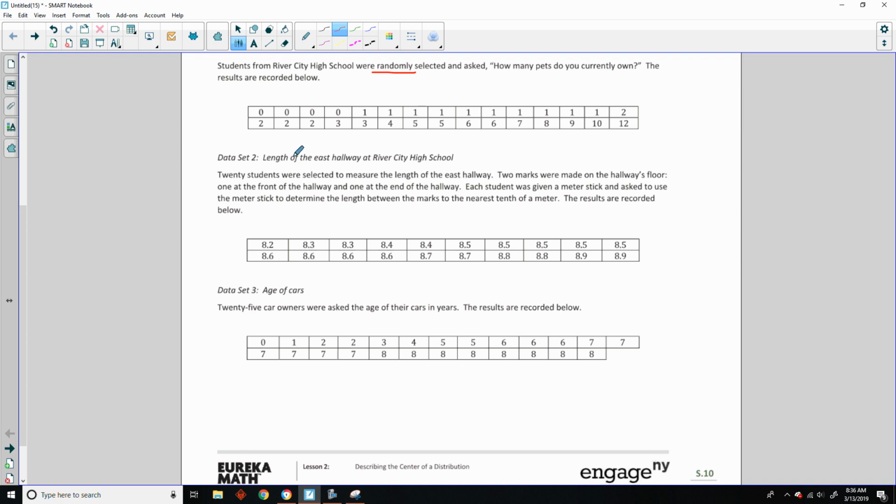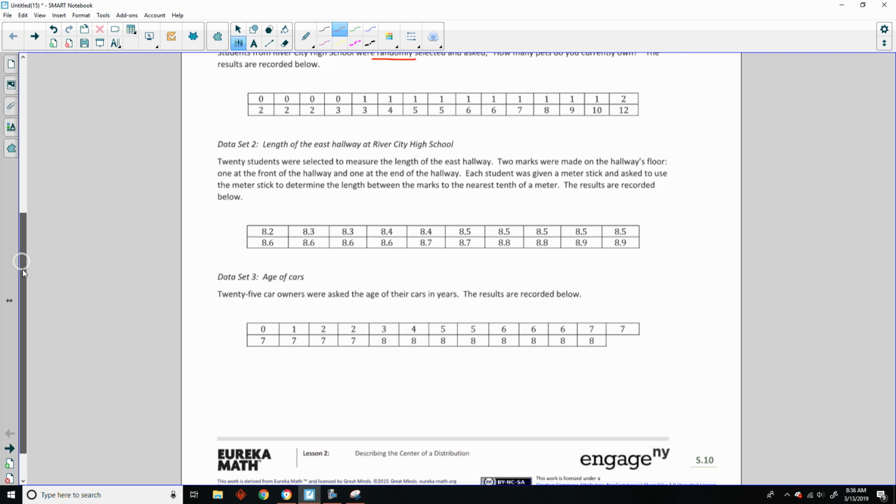Data set 2 says length of the east hallway at River City High School. 20 students were selected to measure the length of the east hallway. 2 marks were made on the hallway's floor, one at the front of the hallway and one at the end of the hall. Each student was given a meter stick and asked to determine the length between the marks to the nearest tenth of a meter. The results are recorded below. So the measurements were from 8.2 meters all the way up to 8.9 meters. So somebody was not being very accurate if there's 0.7, almost 1 full meter, which is almost 3 feet difference.